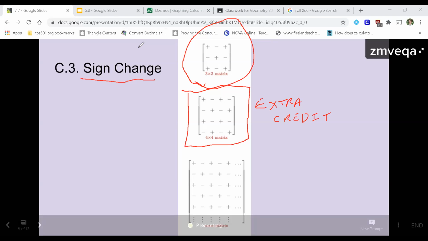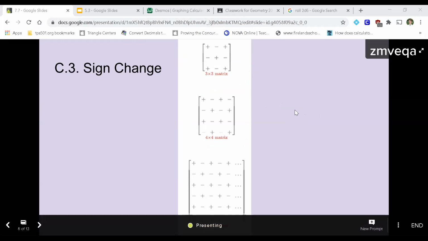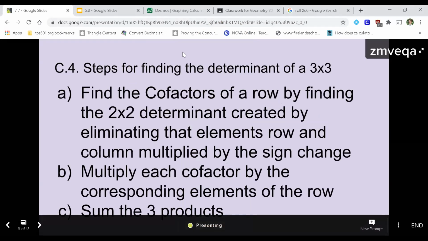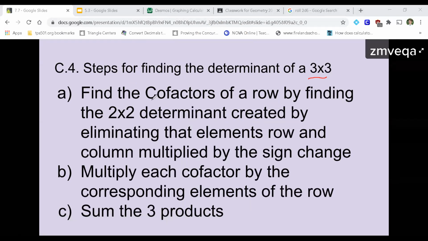Okay. So that's the formal definition. So here's what you actually do. The only ones we'll really do by hand are 3x3s. So these are the steps to do a 3x3. First, you need to find the cofactors. To be honest, this could be any row or column. So you're going to pick any row or any column of your 3x3 matrix, the one that looks the easiest, and you're going to find the cofactor of those three elements.